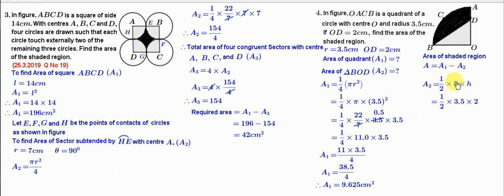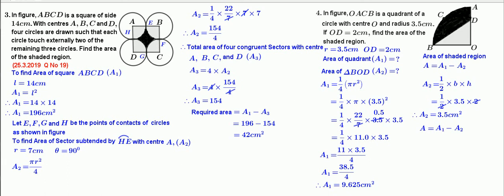A2 is equal to 1 by 2 into B into H. Here B is the base of this triangle BOD and H is the height of this triangle. Therefore, A2 is equal to 1 by 2 into 3.5 into 2. Here 2 gets cancelled. Therefore, A2 is equal to 3.5 square centimeters.